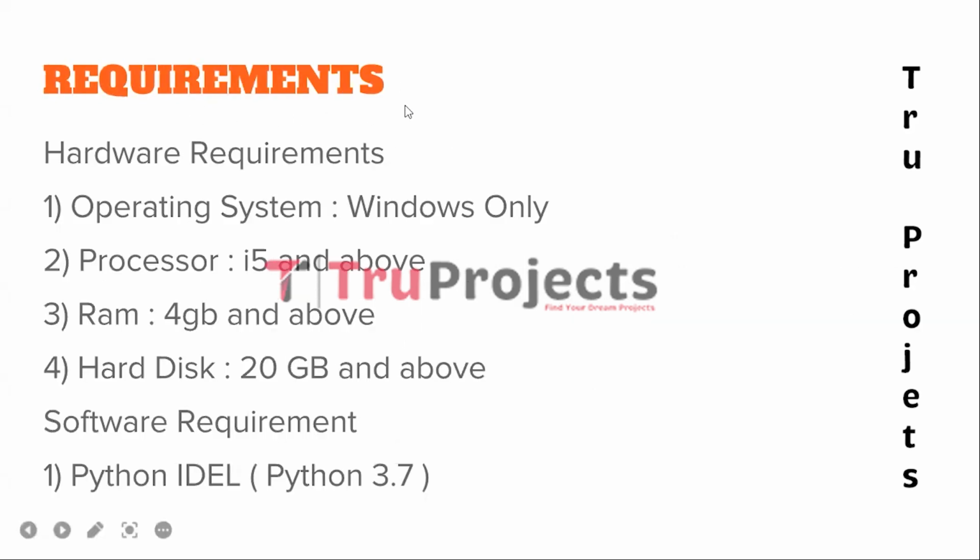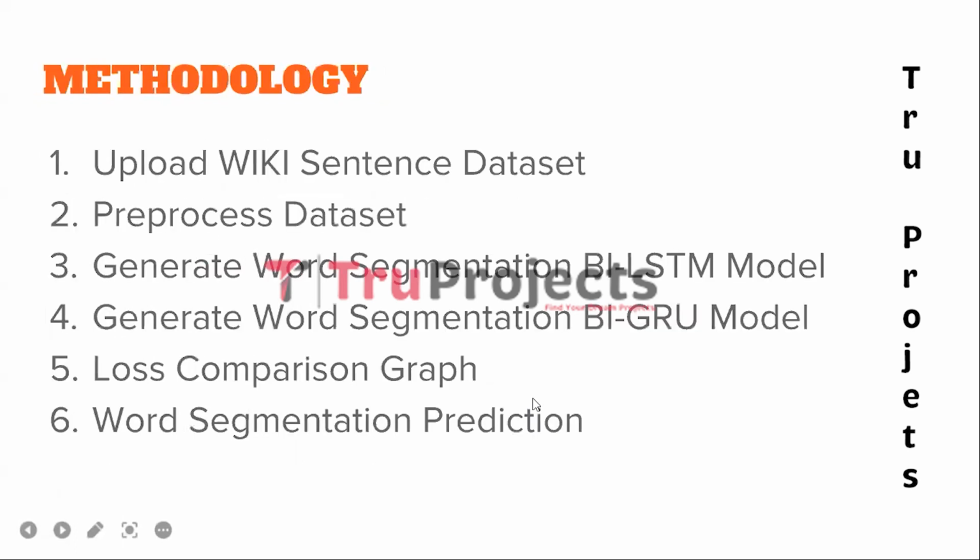These are the basic requirements that are needed to build this project. Hardware requirements are operating system as Windows, processor of i5 and above, RAM of 4 GB and above, hard disk of 20 GB and above. Software requirement: Python IDLE with version 3.7.